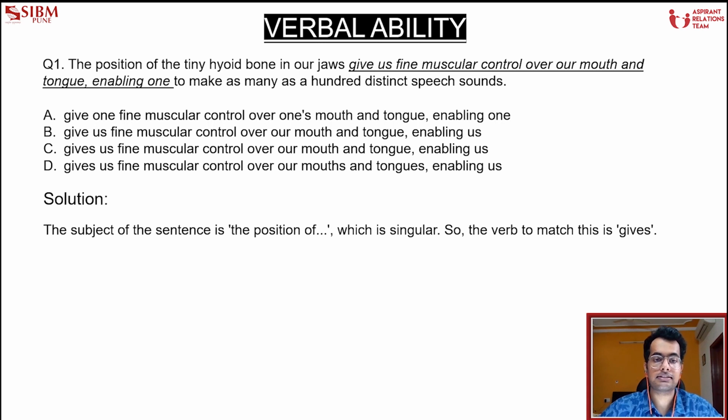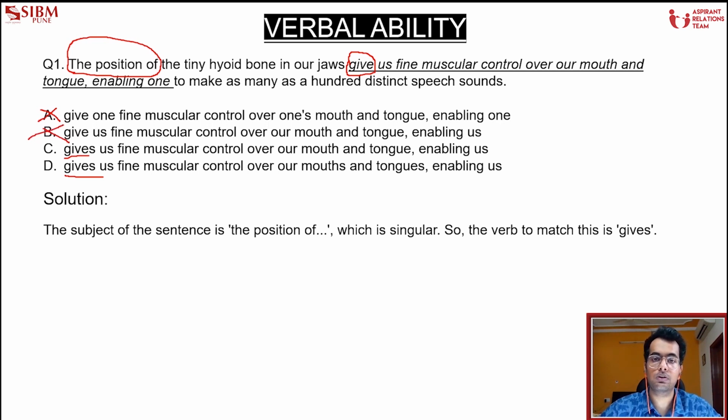So we know that the subject of the sentence is this starting part, the position of, right? So this is singular. So the verb that is given should match the singular quality of the subject, right? So this part should start from the verb gives, because this is singular. So it'll start from gives. So we know that option A and B are eliminated.